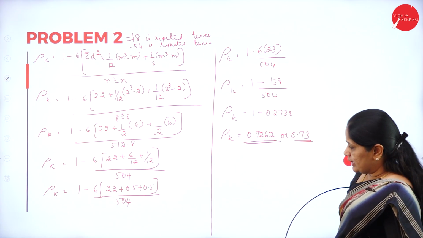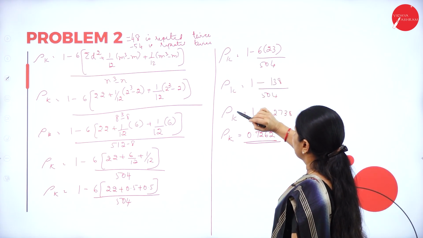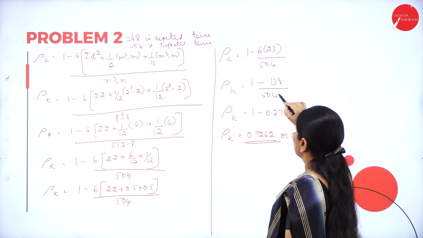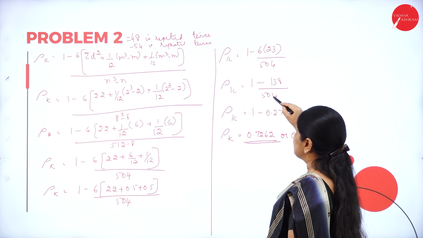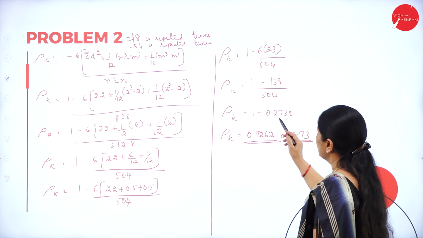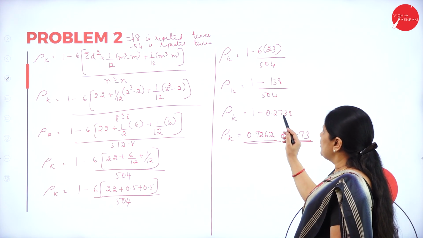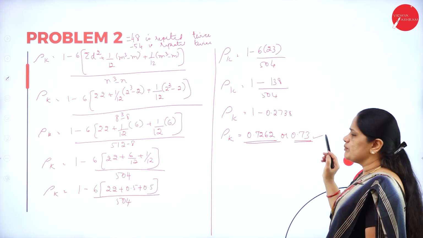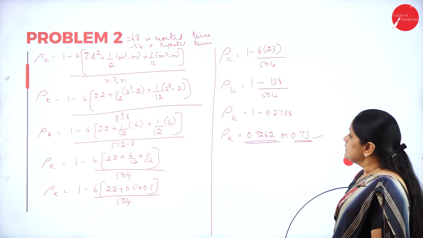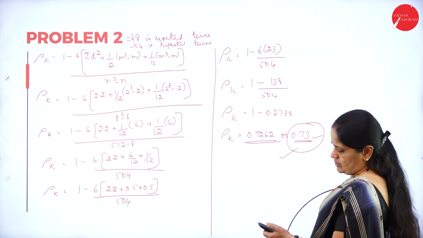In this rank correlation, I am getting 1 minus 6 into 23 by 504. So 1 minus 138 by 504. When I simplify 138 divided by 504, I get 0.2738. So 1 minus 0.2738 will be 0.7262, or 0.73 is the answer. So this is the answer we are searching for.